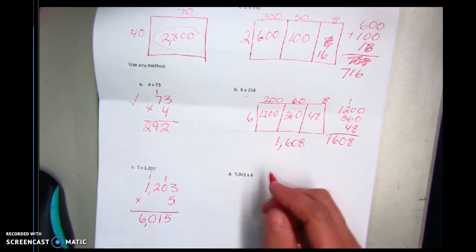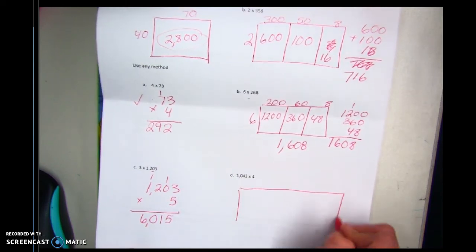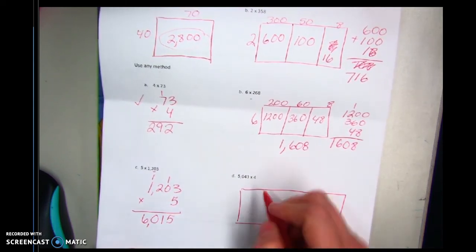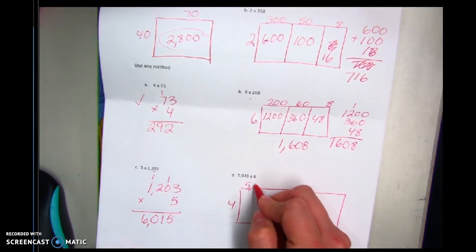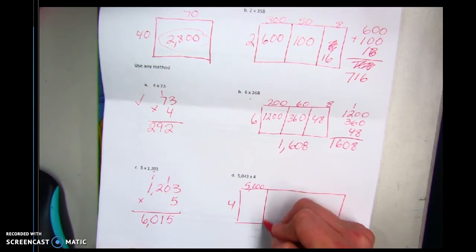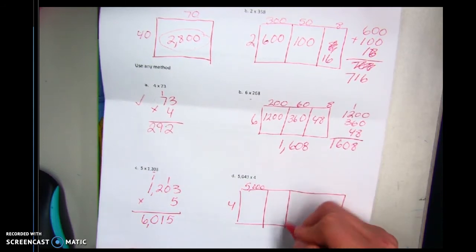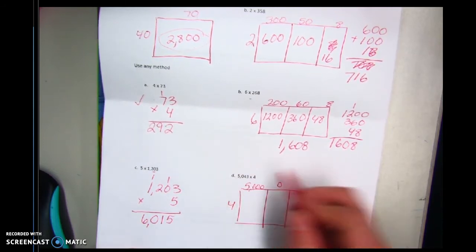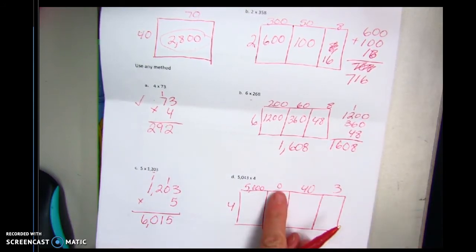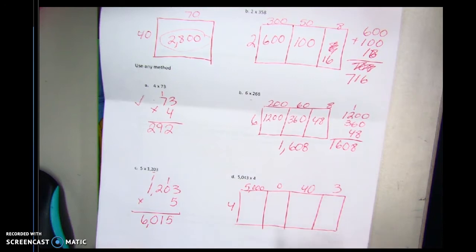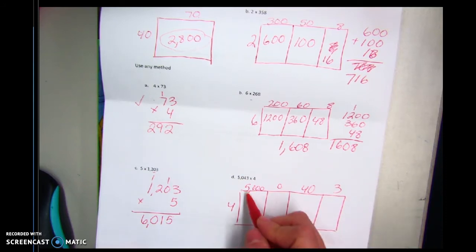Going on to D. On D, I'm going to go ahead and use the area model. And this is 4, I have 5,000, I have no hundreds, I have 40, and I have 3. I need to have this here so that I can remember it. Now, I don't have to, but it is helpful when you're lining them up so that you don't get them confused.